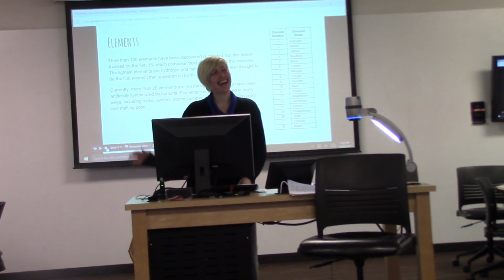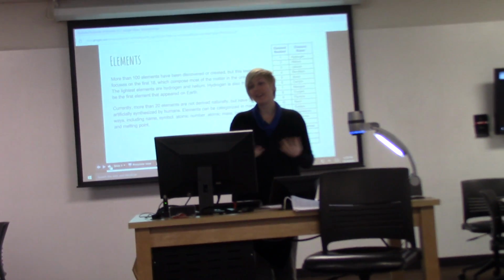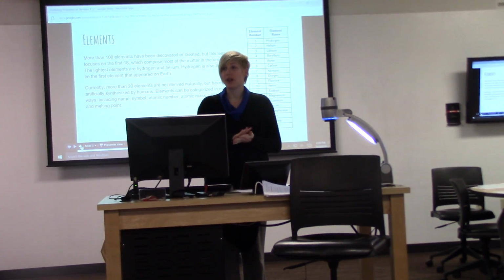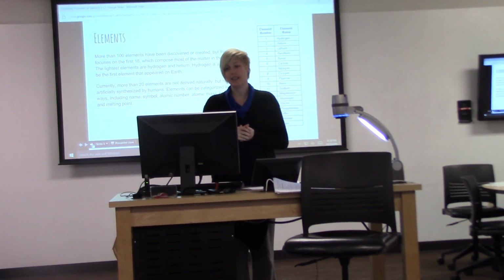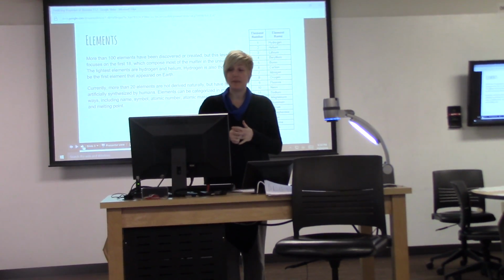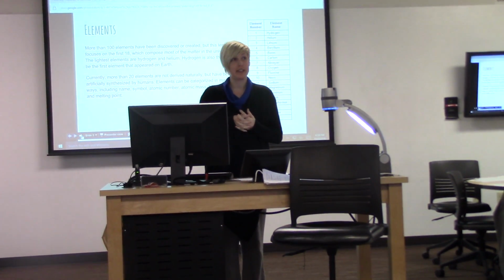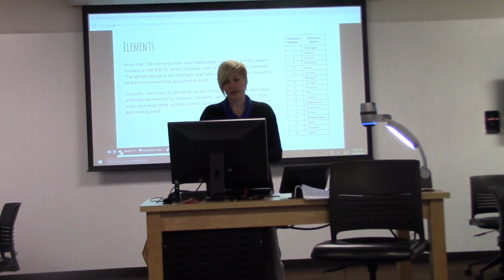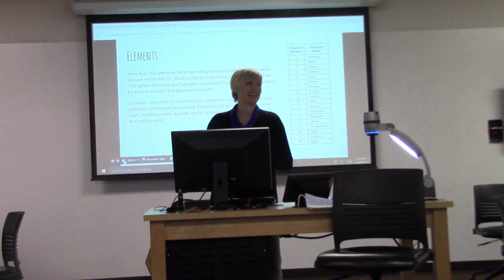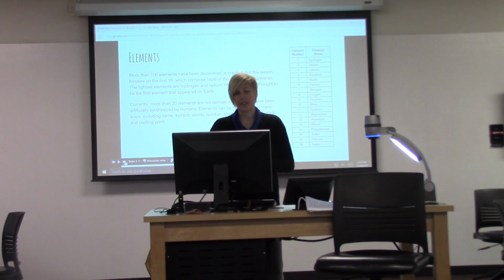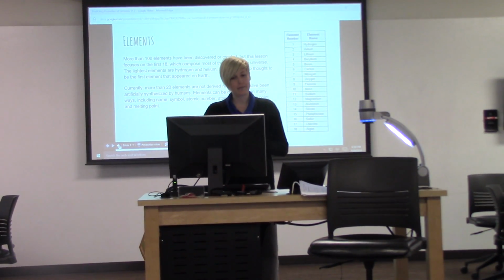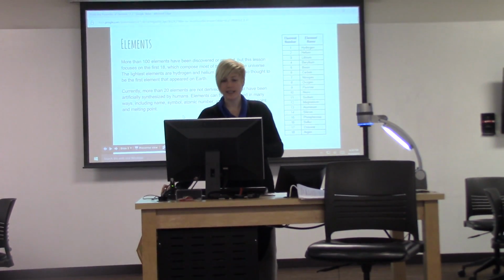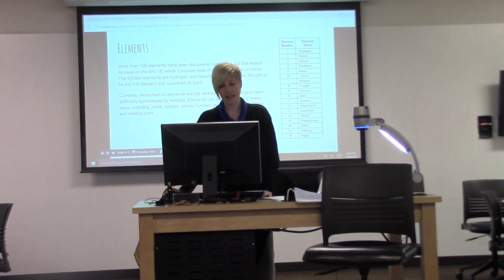Let's go with elements. There are more than 100 elements that have already been discovered or created. This lesson is going to focus on the first 18, which compose most of the matter in the universe. The lightest elements are hydrogen and helium, and hydrogen is also thought to be the first element that appeared on Earth. This is a little bit of a backstory to what you already know, but I thought I'd give everybody a little refresher before we get started. Currently, more than 20 elements are not derived naturally, but many have been synthesized by humans. Elements can be categorized in many ways: name, symbol, atomic number, atomic mass, boiling point, and melting point.